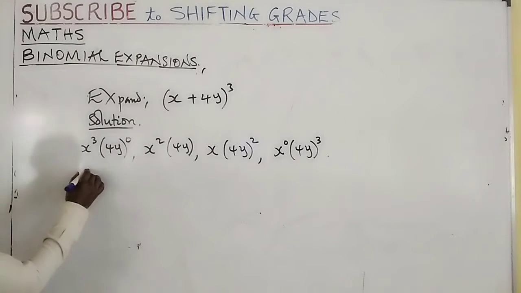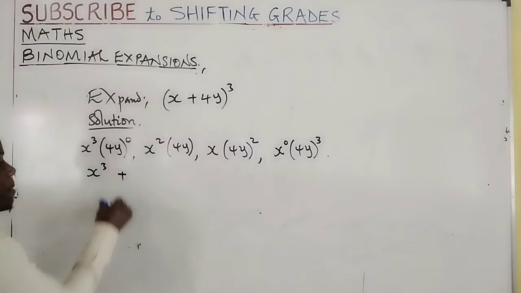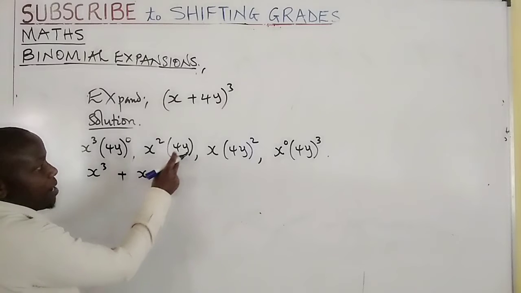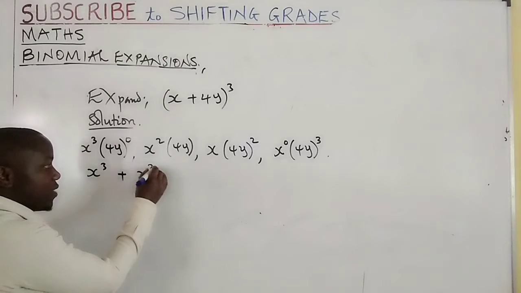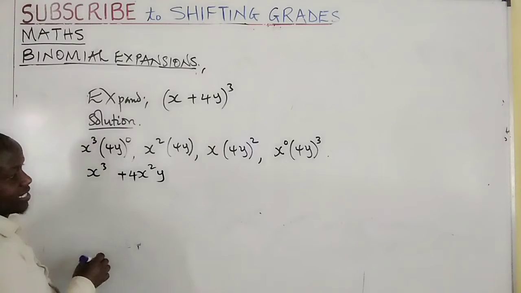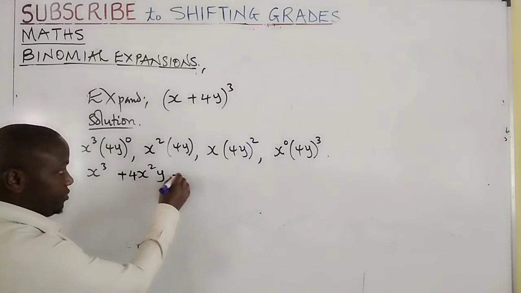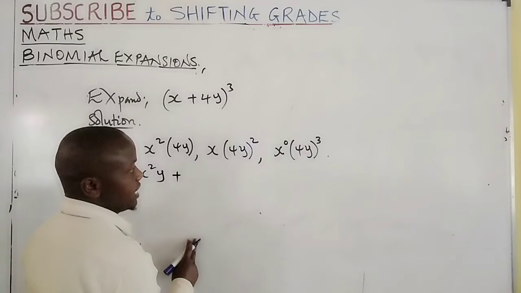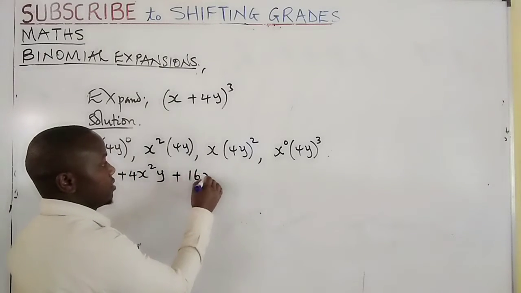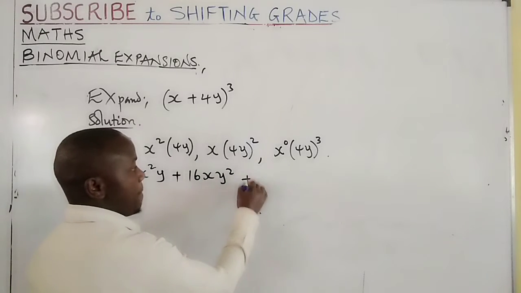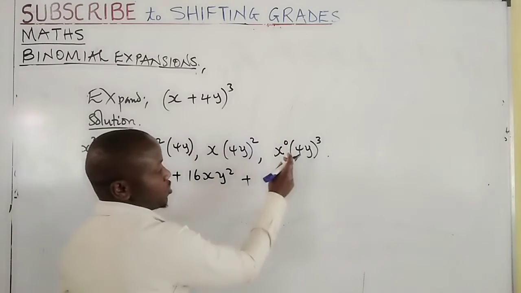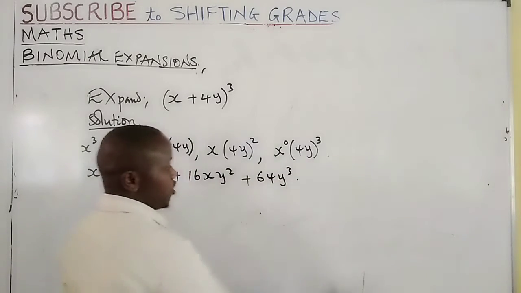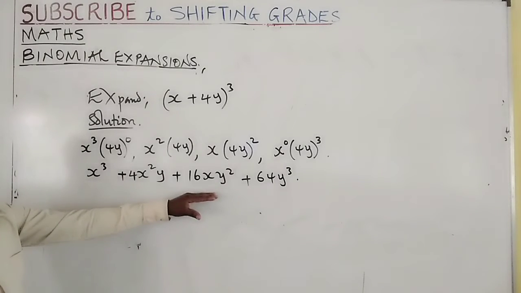Therefore, this one is x to power 3 plus x squared by 4y, so we will have 4x squared y, plus 4 squared is 16, y squared, plus this one becomes 1. So x times 4 to power 3, 64 y cubed. So these are the terms without coefficients.